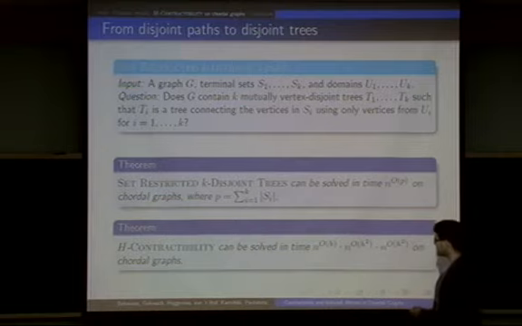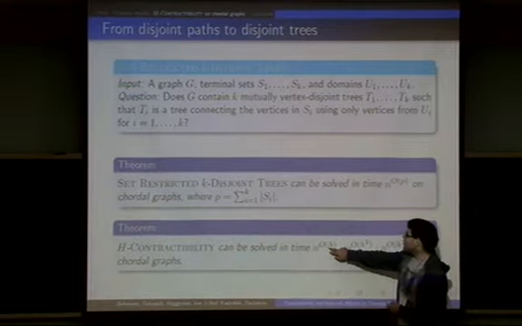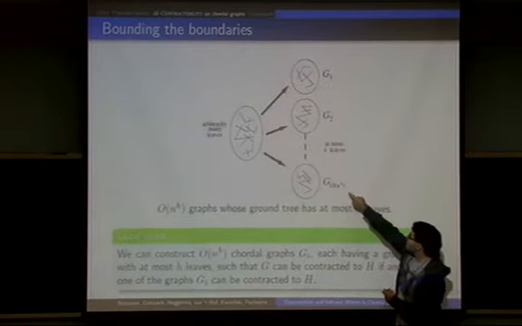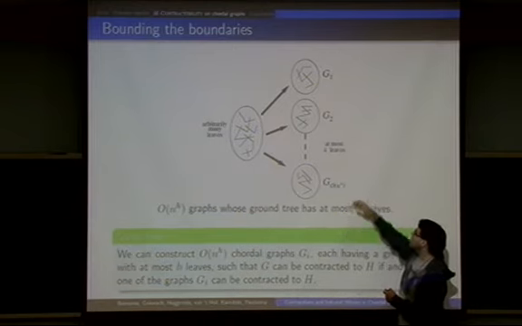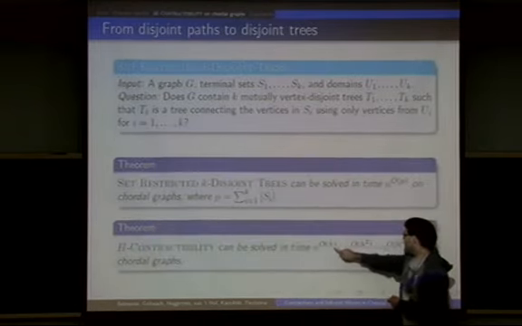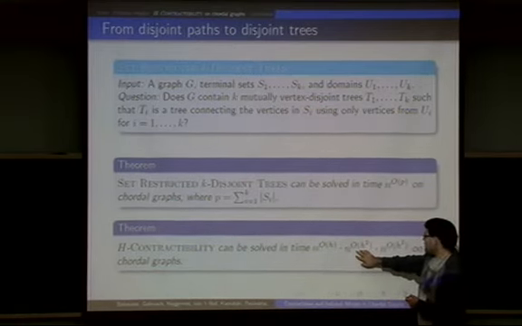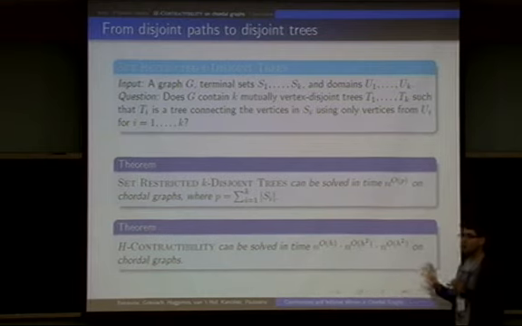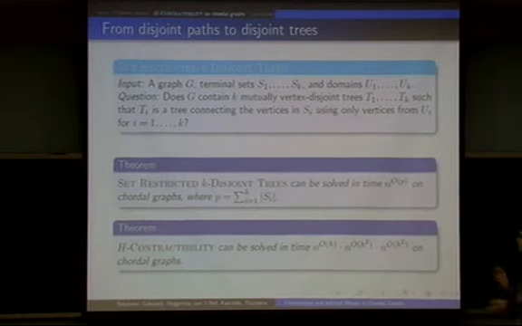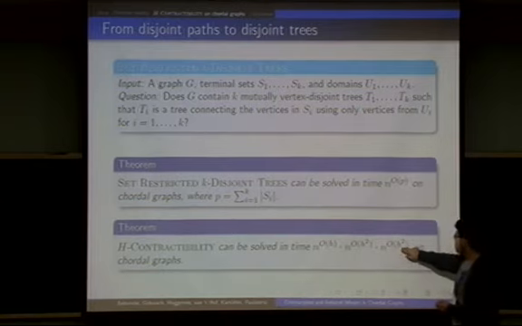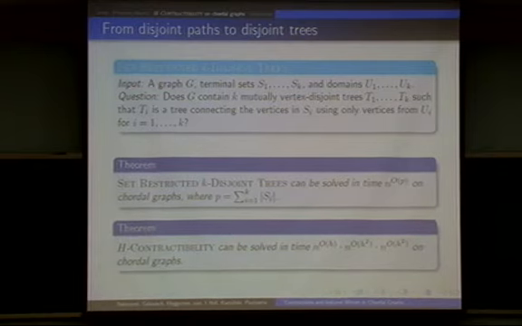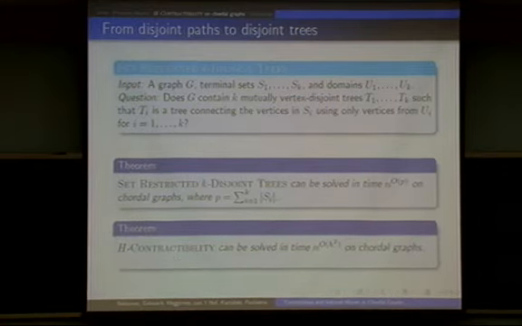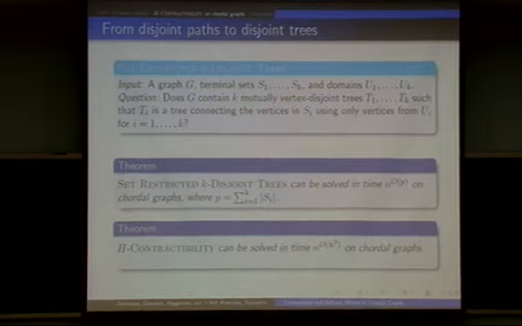So this is the running time analysis. We created a lot of instances, so we have to solve contractibility on all of these instances. Then this is the number of guesses we have for the boundaries, since each boundary contains at most little h vertices, and we have little h boundaries. And this is the time we need to solve the instance of restricted k-disjoint trees we get, which is roughly n to the h squared time. And once again, it's polynomial because little h is fixed.